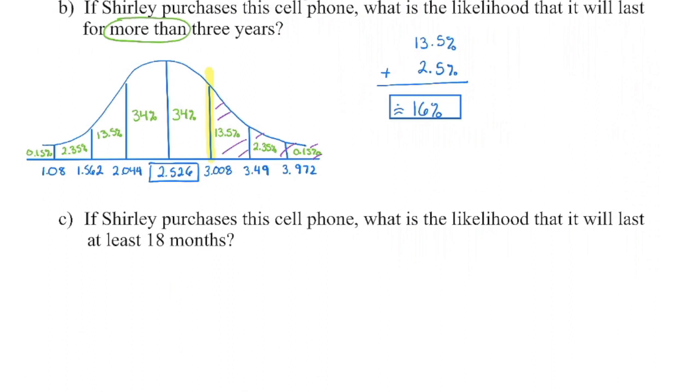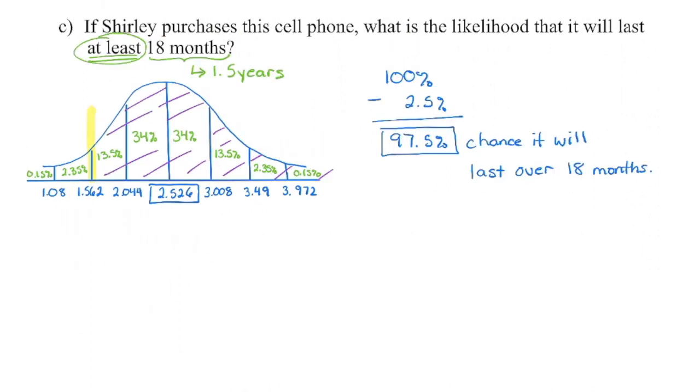Now I want you to do the last one. Similar to the previous one, but this time we're looking for what is the likelihood it will last at least 18 months. And pay attention to your units. These are the number of years. So the first thing you have to do is to convert that into years. Okay, so we know 18 months is 1.5 years.